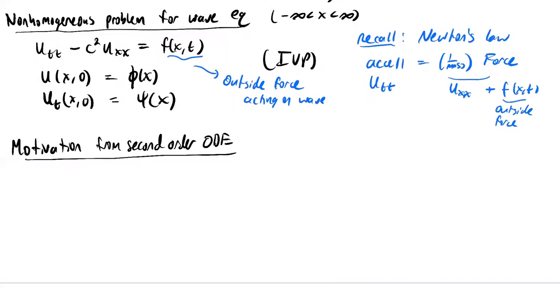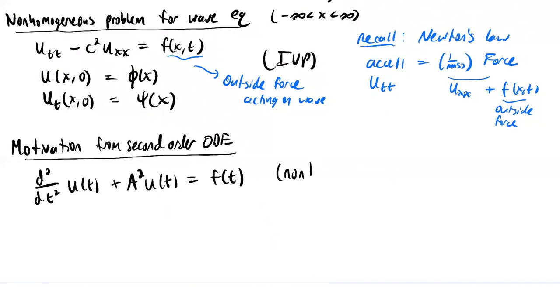Okay, and so in order to understand this problem, let's first look at a particular second order ordinary differential equation. In this case, it helps to look at the equation: the second derivative with respect to t of u of t plus a squared times u of t is equal to f of t. And once again, this is non-homogeneous.